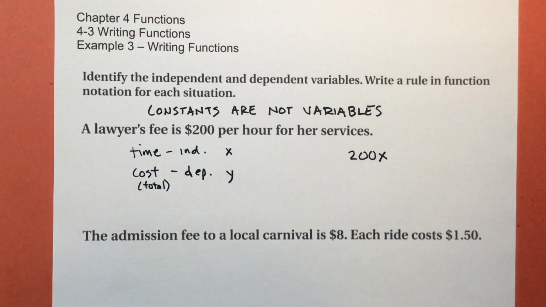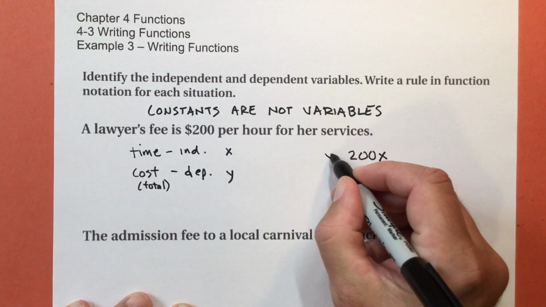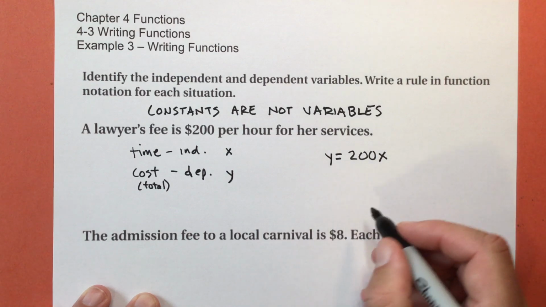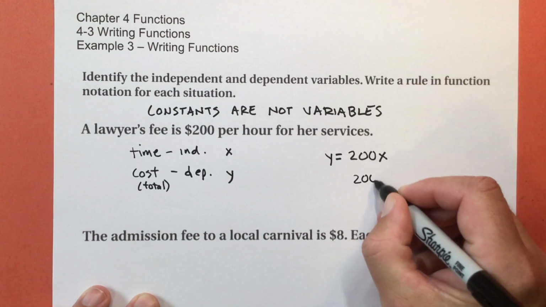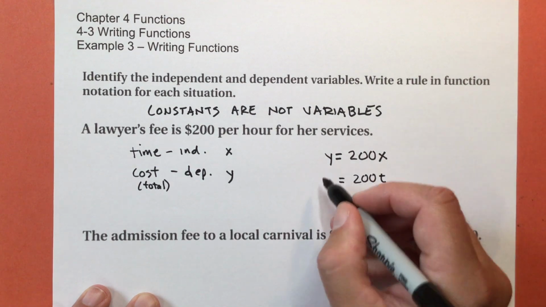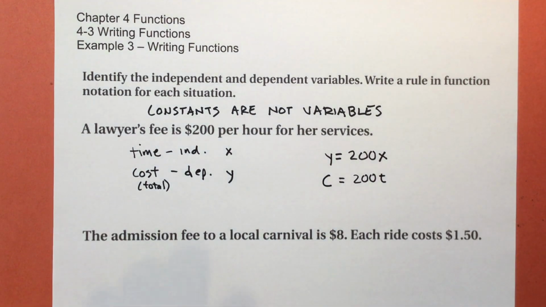And then when the lawyer sends out the bill, that's going to be the total cost. So y equals 200x. The only other thing that you could have done with this one is I could have also used t for time, and I could have used c for cost.